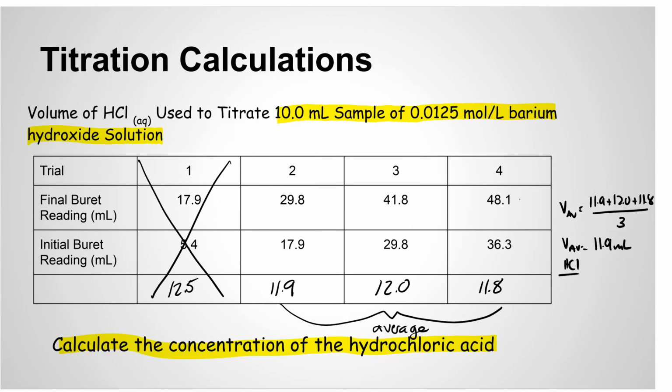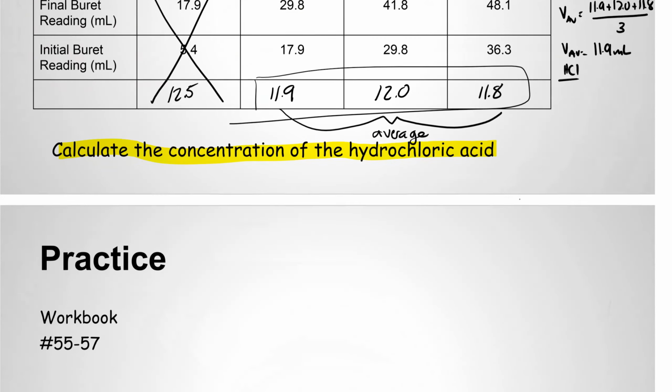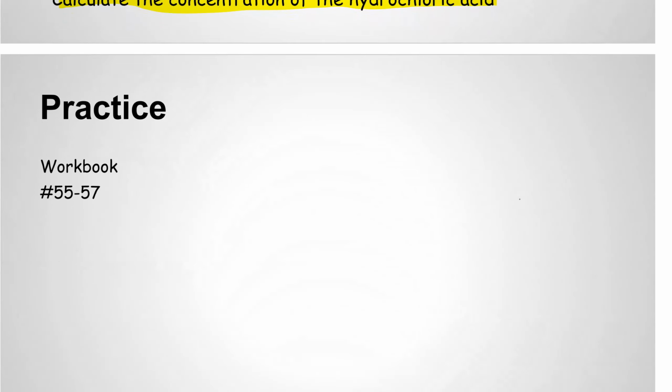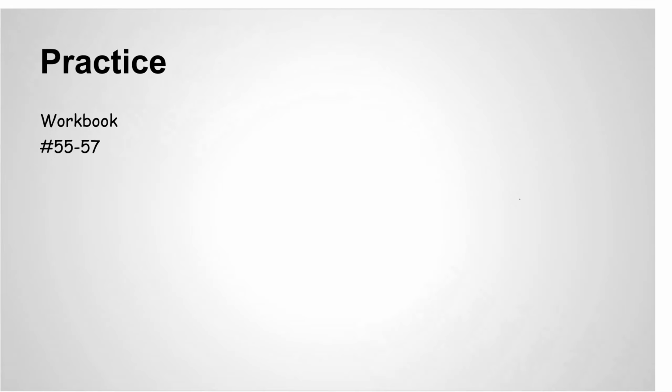So in titration calculations, it's still pretty basic stoichiometry. The one thing that changes is we have to use these 3 volumes to calculate the actual average volume of our titrant that is delivered to make the solution change color. There are a few practice questions very similar to the one I just did in the workbook. Good luck with those and the rest of your work for this week.